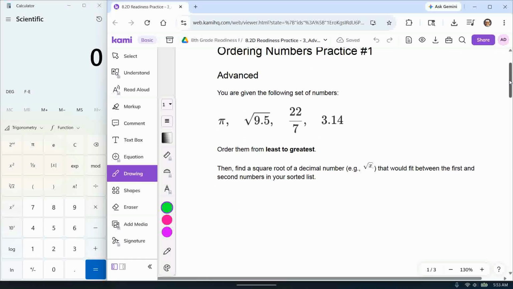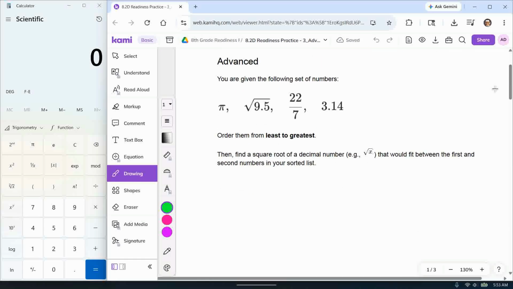So we've got four different values here. We need to order them from least to greatest, and then we will have to find something else as well. So let's go ahead and order these from least to greatest. I'm going to put some equivalencies up here. So pi is equivalent to 3.1415.